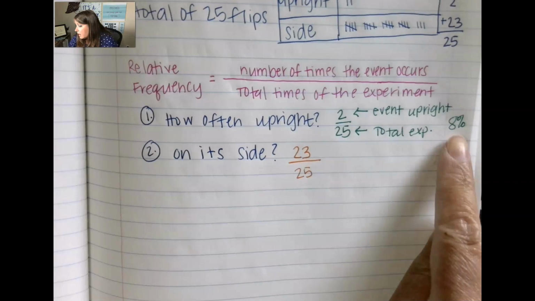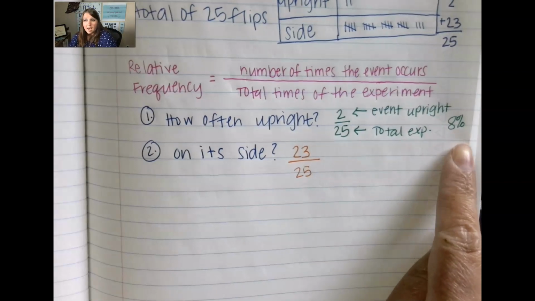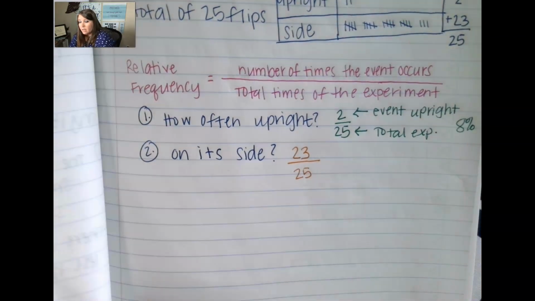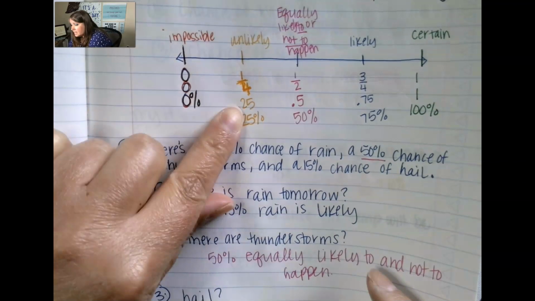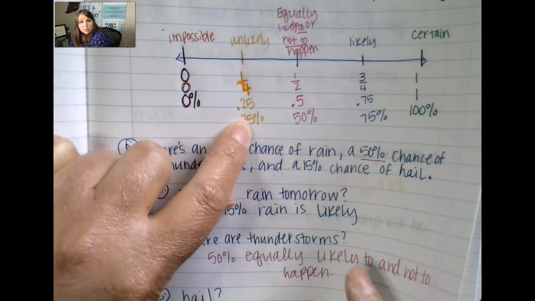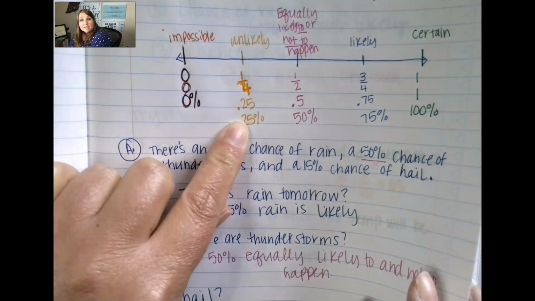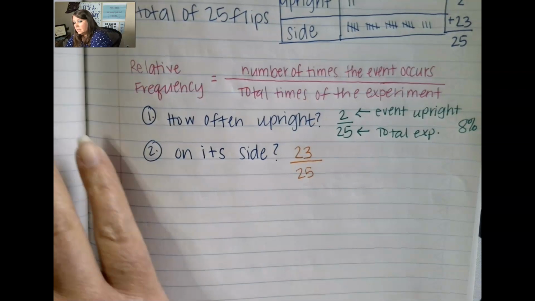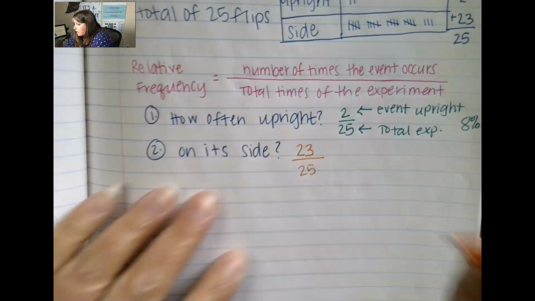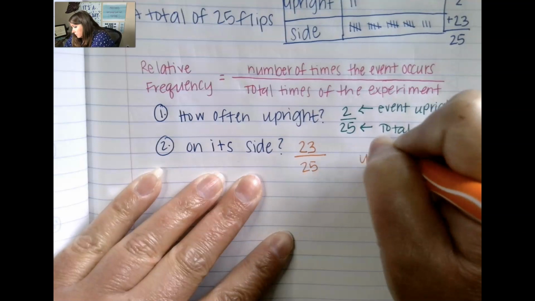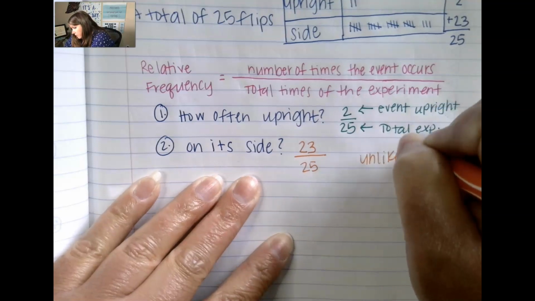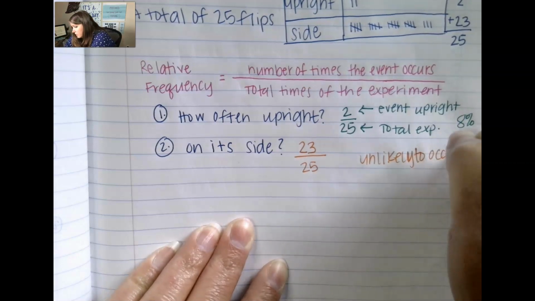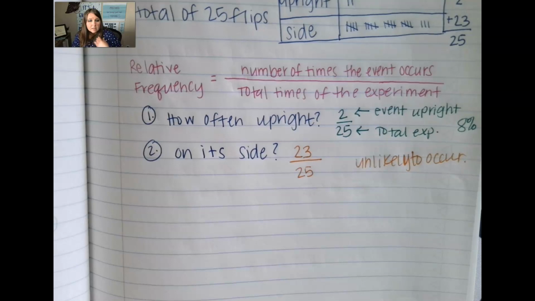Okay, also we probably should talk about this 8% as how likely is it to happen? Well, 8% tells us that it is unlikely to occur, right? Flipping it upright is unlikely. It's not impossible because it's been done, but it is unlikely to occur. So we would probably also label this as unlikely to occur. So just combining the last 2 lessons.